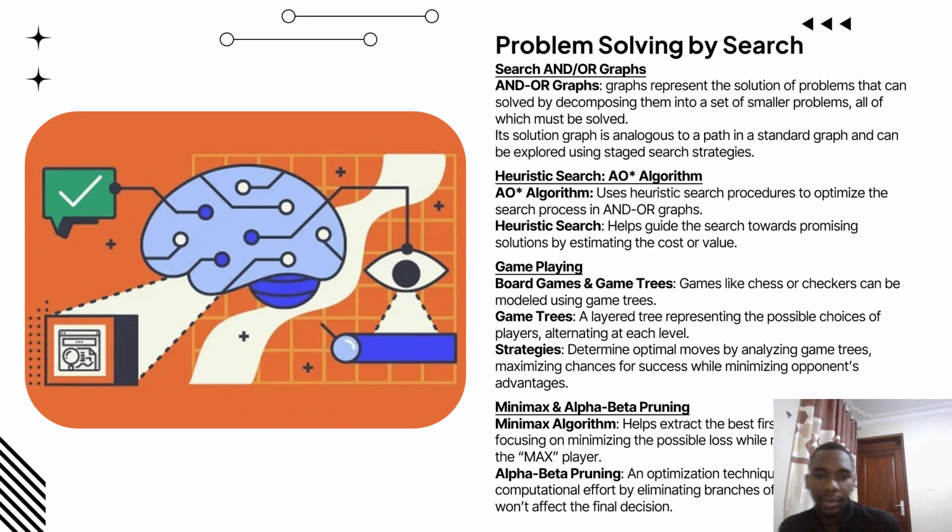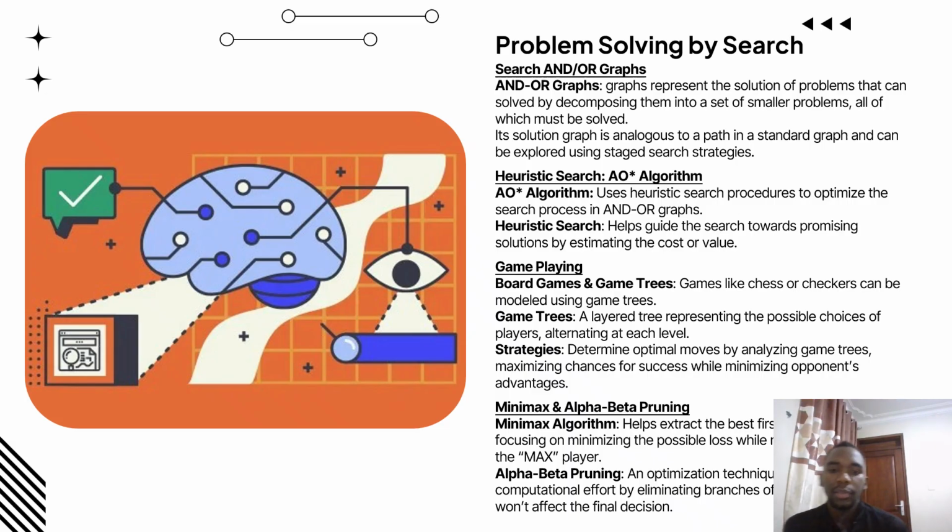So, game playing, board games and game trees. Now, games like chess and checkers can be modeled using game trees, and a game tree is a layered tree presenting the possible choices of players alternating at each level. So the strategy is determining the optimal moves by analyzing game trees, maximizing chances of success while minimizing the opponent's advantages.